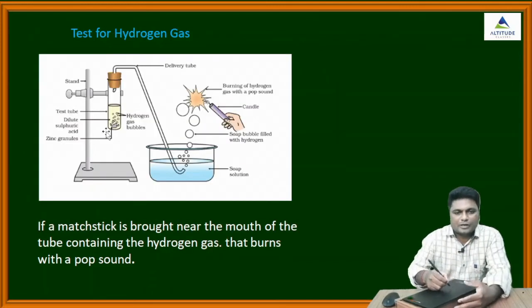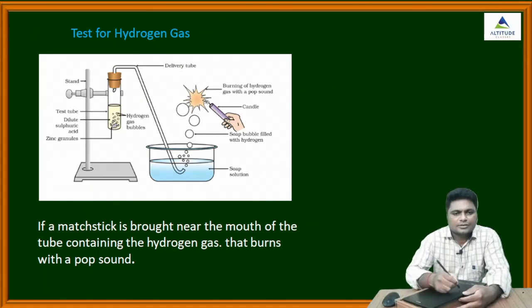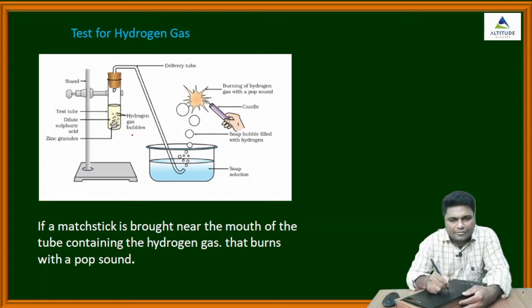We have one experiment for that, an activity. See here, this is one experiment. See, this is one apparatus arrangement. Here we have different arrangements. See, this is one test tube. The test tube has zinc granules, zinc metal, and we add dilute sulfuric acid.